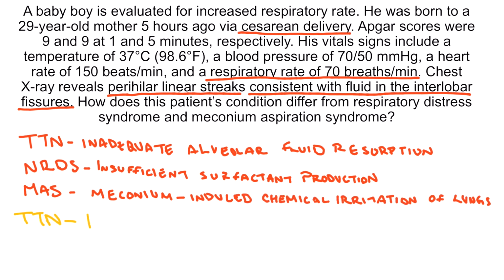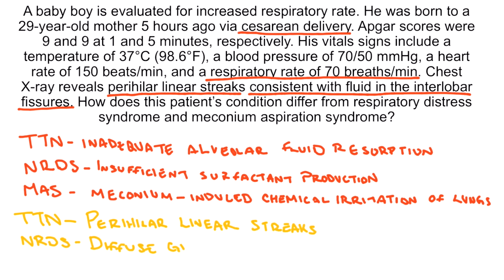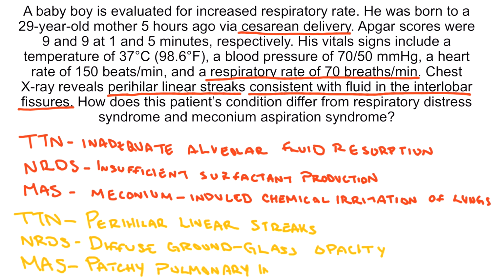Additionally, transient tachypnea of the newborn is characterized by perihilar linear streaks on a chest x-ray, while neonatal respiratory distress syndrome is accompanied by ground glass opacifications of both lungs, and meconium aspiration syndrome is accompanied by patchy pulmonary infiltrates with possible pleural effusions. All of these three conditions may require oxygen therapy depending on the severity. And that concludes this section.